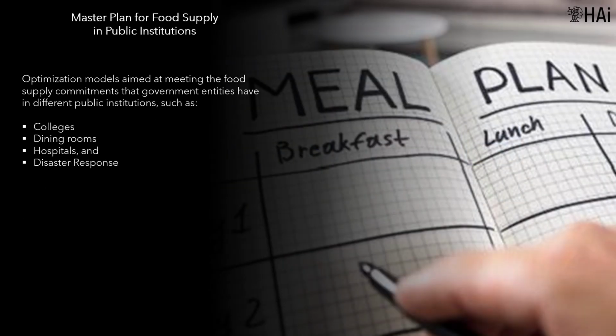Master plan for food supply in public institutions. Optimization models aimed at meeting the food supply commitments that government entities have in different public institutions, such as colleges, dining rooms, hospitals, and disaster response.